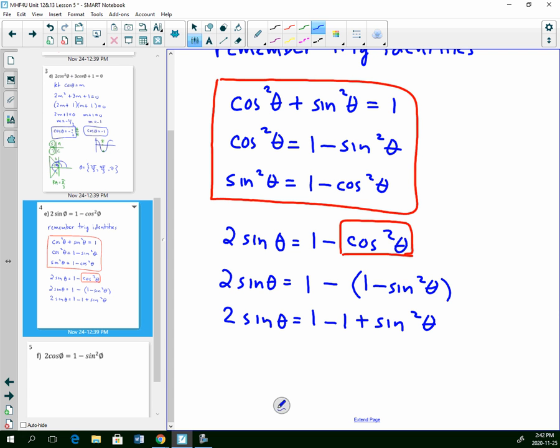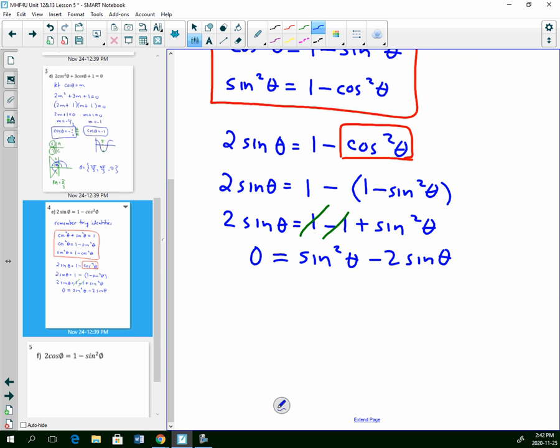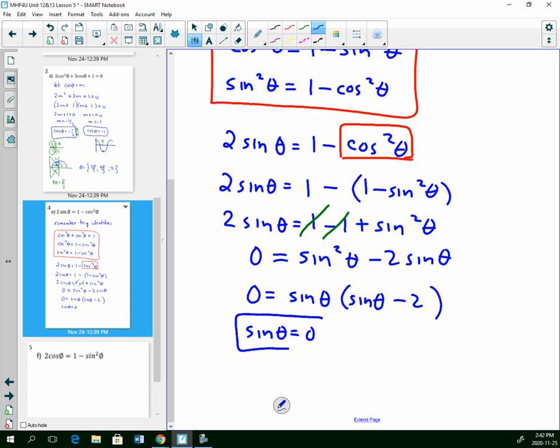Okay, so I get 1 minus 1 plus sine squared. 1 minus 1 is obviously 0. So I'm going to move everything to the right side. So sine squared is already over there. 1 minus 1 is 0. And then I'll move the 2 sine over. So now I've gone from an equation with 2 variables or 2 unknowns, and now I just have sine. So now I can just do it as I did the other questions. I'm going to common factor out a sine, which gives me that. So I have 1 root at sine theta equals 0.